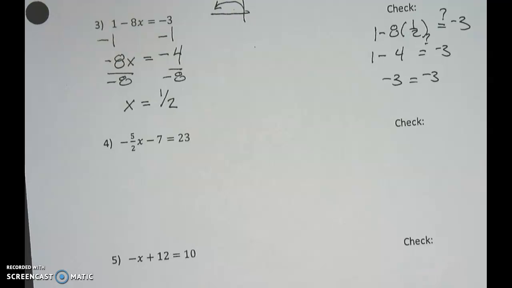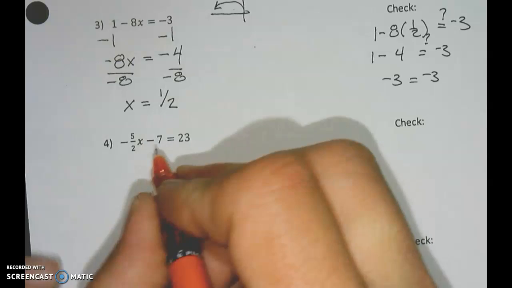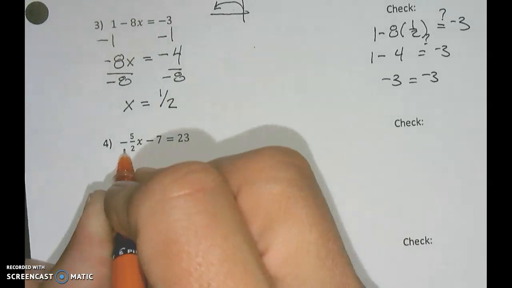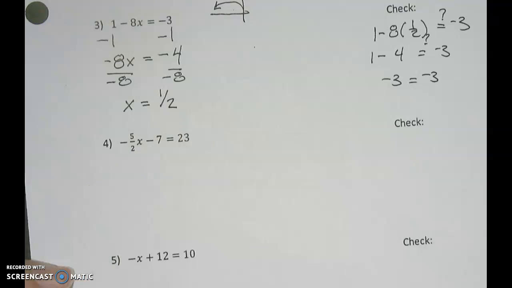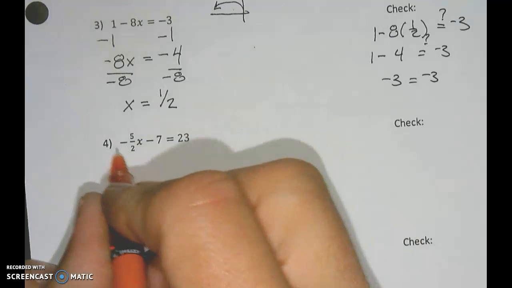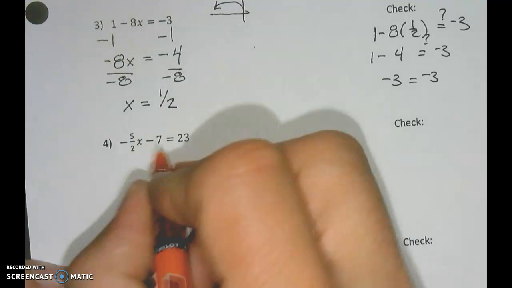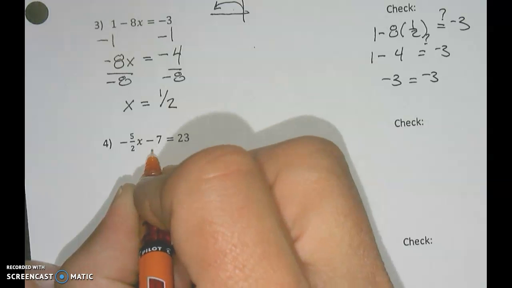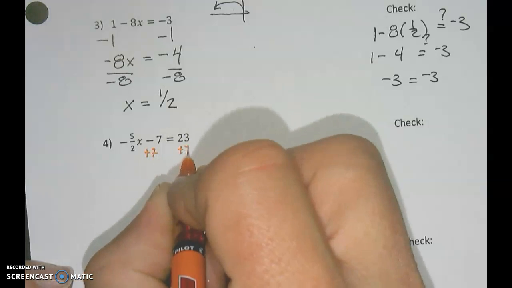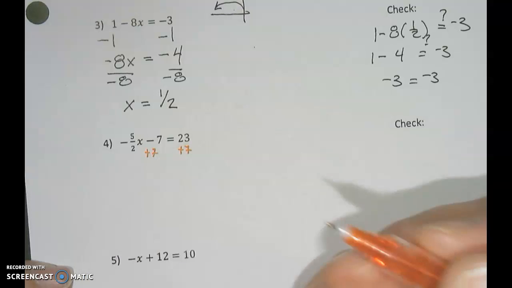Perfect. Okay. So this time we're going to notice that this is subtraction. This is a negative value. How do I know it's not subtraction? Perfect. This is just a negative value. Okay. So how do I get rid of this -7? Let's add 7. Yep, +7, but you're good.